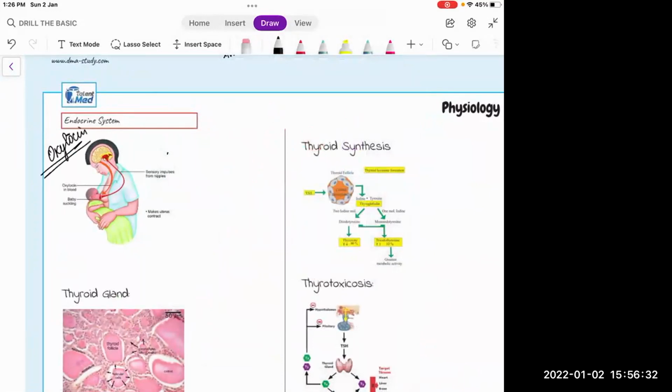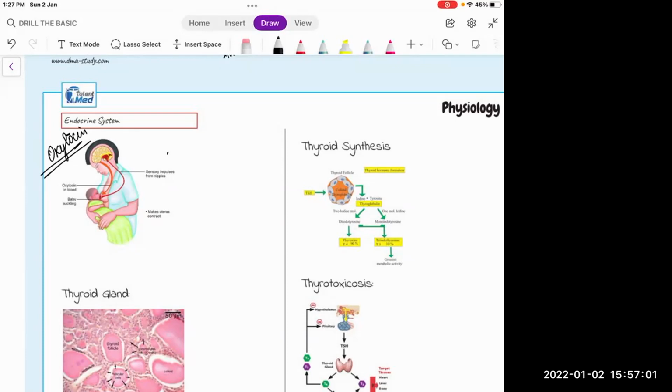One of the functions of oxytocin is in the process of parturition. That I have explained to you when I was explaining homeostasis. And another mechanism in homeostasis, the positive feedback mechanism: during the delivery process, excess oxytocin is produced. So it will make the uterine muscles contract and favor the delivery of the baby. So that is one of the functions of oxytocin.